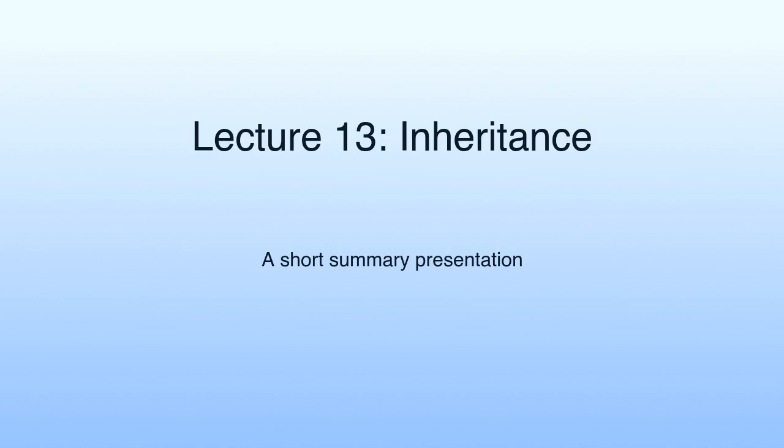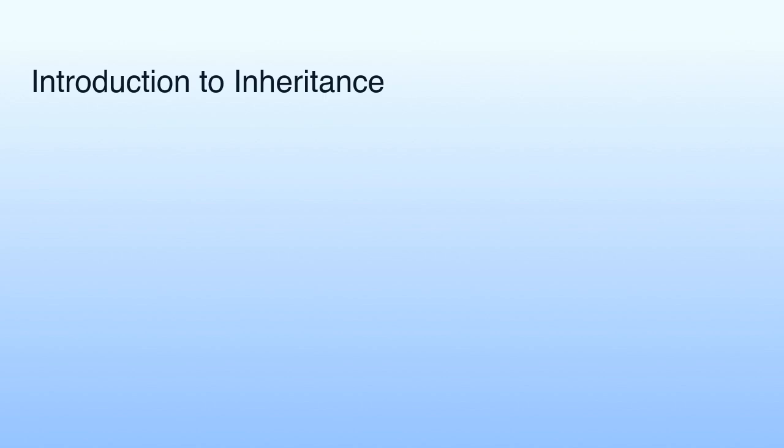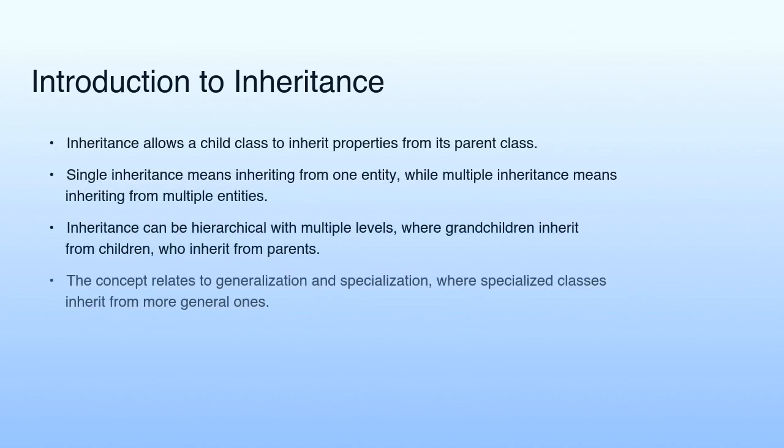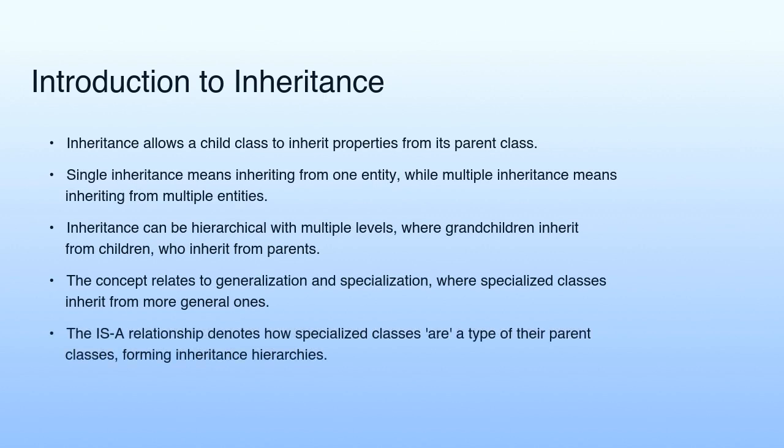Lecture 13 Inheritance. Inheritance is a fundamental concept in object-oriented programming, allowing a child class to inherit properties from its parent class. It can be single, where a child inherits from one parent, or multiple, where a child inherits from multiple parents. Inheritance can be hierarchical, with multiple levels, where grandchildren inherit from children who inherit from parents.